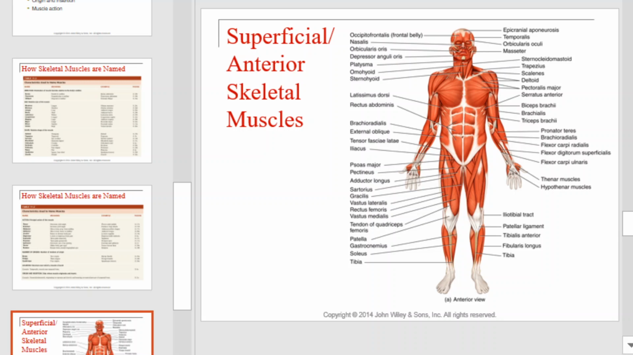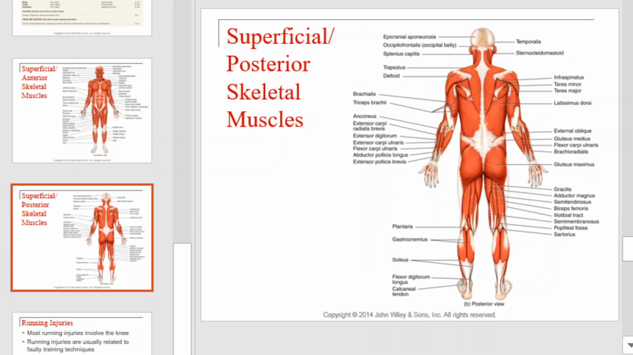Superficial anterior skeletal muscles. This slide will provide you with a list of superficial anterior skeletal muscles. Take a moment to familiarize yourself with the muscles of the body. Learn each by position and movement. This is the superficial posterior skeletal muscles. Again, take a moment to familiarize yourself with each labeled structure. Learn the names of the muscle, their position, and their movement.